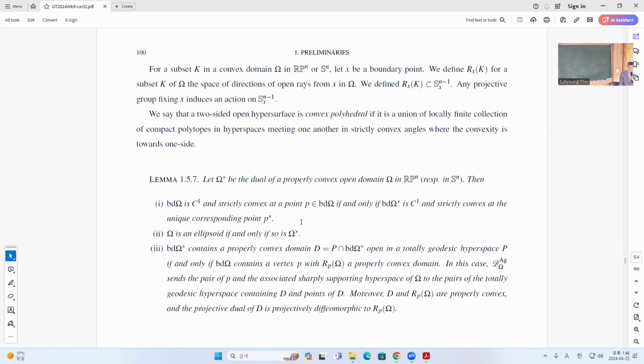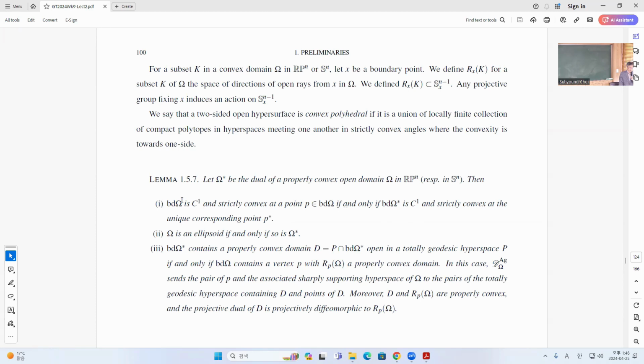Yeah, and then here, you can consider the domain C1 and strictly convex at a point if and only if Ω* is C1 and strictly convex at the corresponding point. So if it's strictly convex, then there is a unique point that corresponds to this point. Otherwise, if it's not strictly convex, then it may not be.